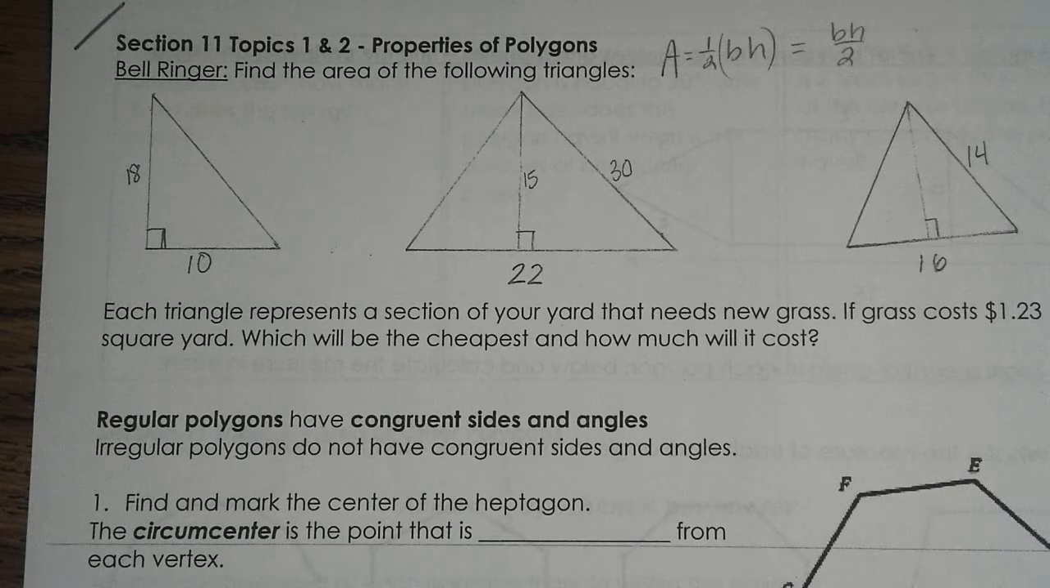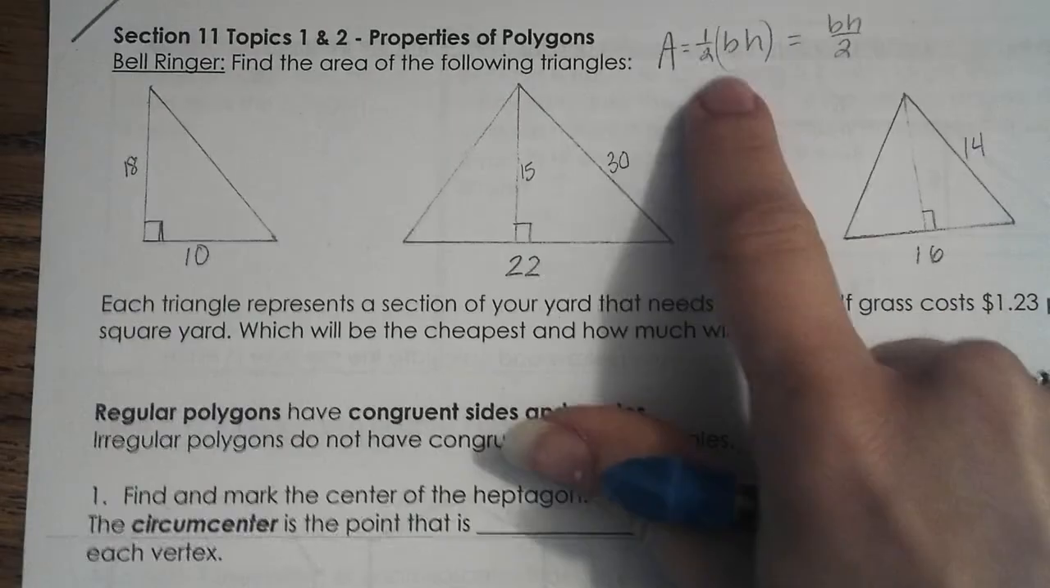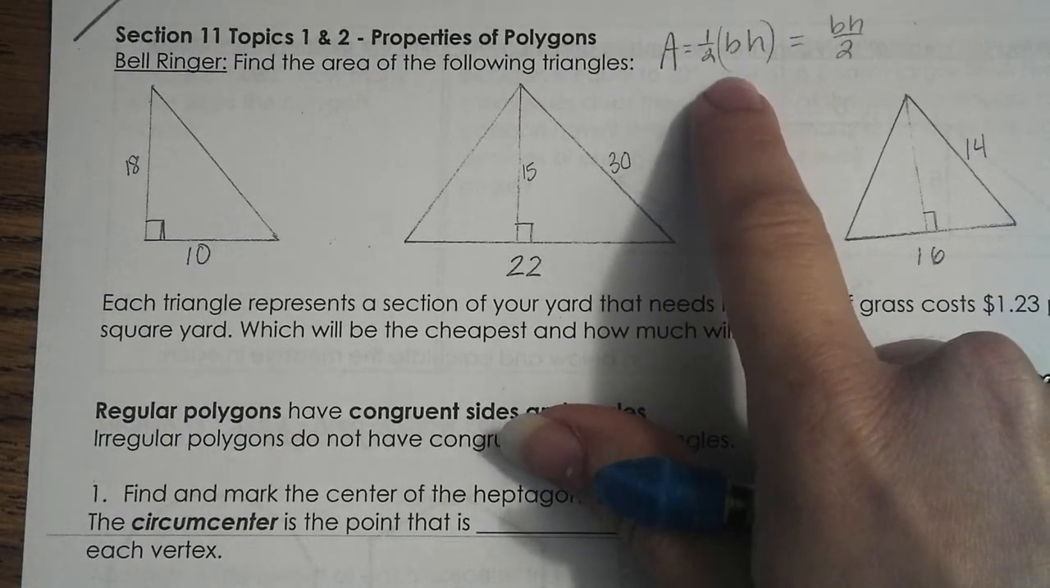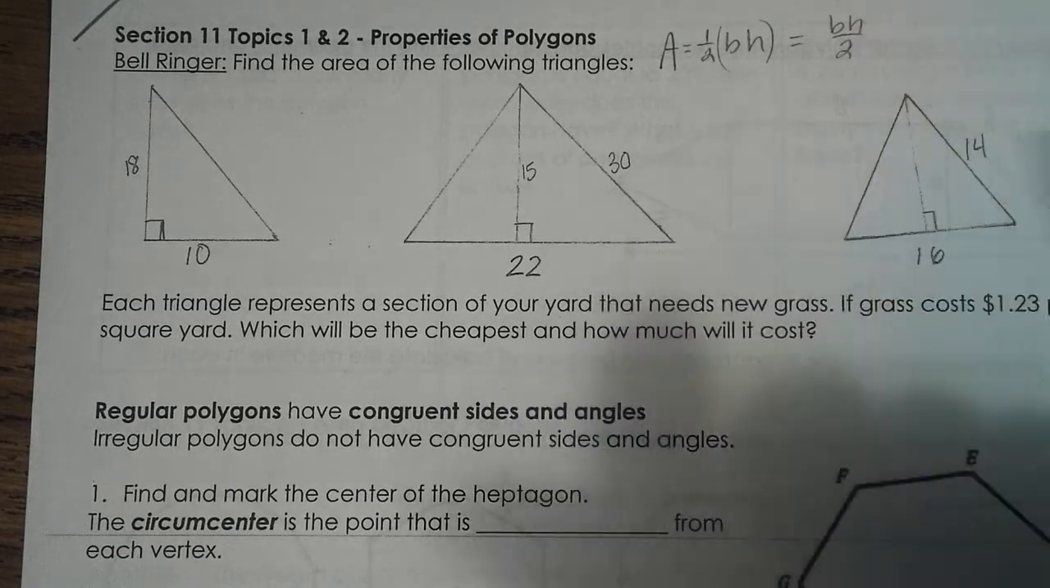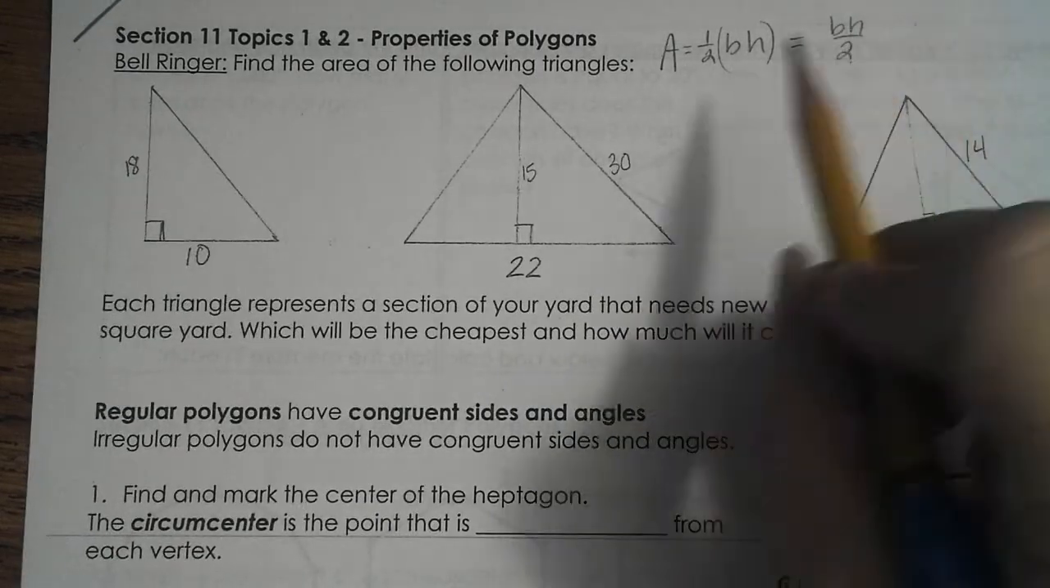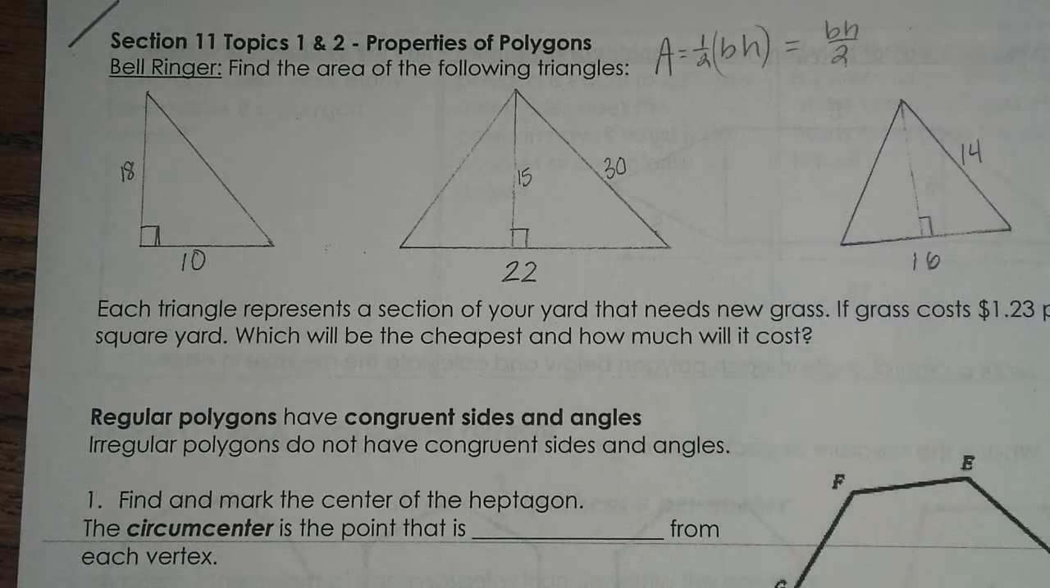So really quick review on area of triangles. 1/2 times the base times the height, or base times height divided by 2. Dividing something by 2 is the same as multiplying it by 1/2. Either of those, or both of those, you're splitting it into two pieces.